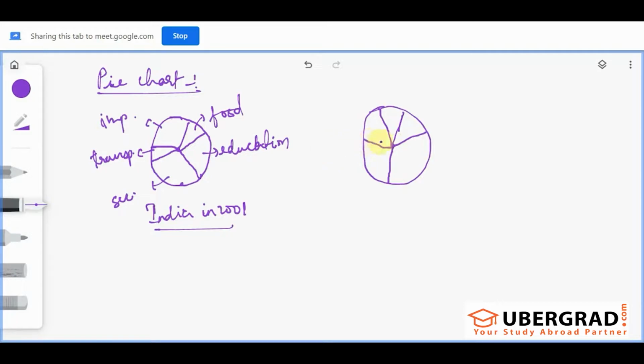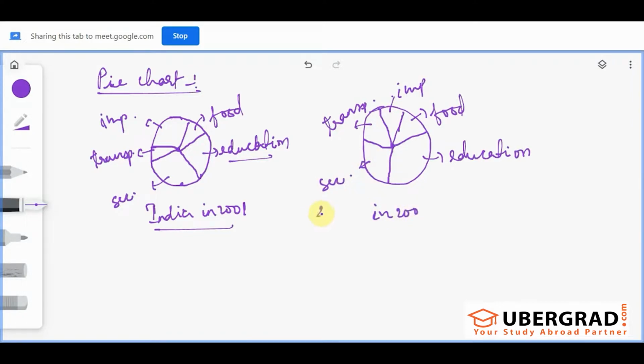Okay, so I have tried to give more money to education. Definitely, I got that. This is food. This is import, transport, and this is security. Right? So this is in 2002. India, the distribution of economy in the year 2000. India in 2000. So how will you write this?